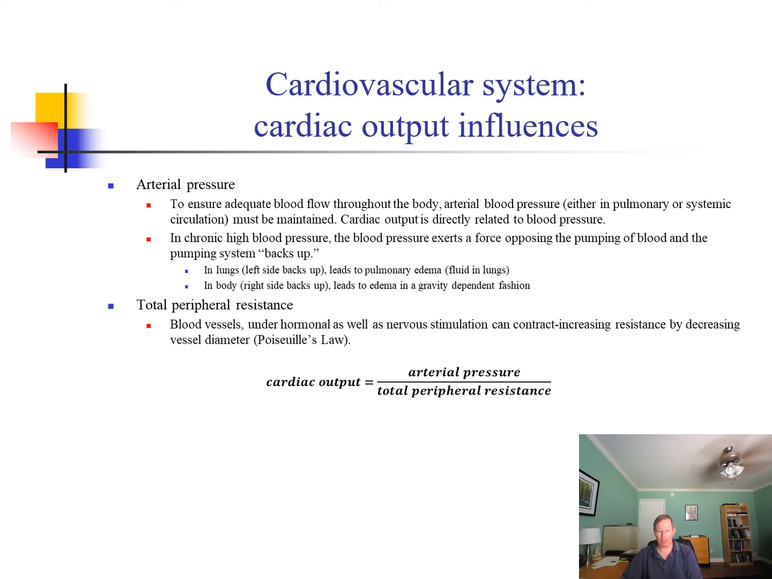So my blood vessels, particularly my arteries, are under hormonal as well as nervous system control, and they can contract. If they contract, that increases the resistance by decreasing the vessel diameter. This is a very powerful law. Poiseuille's law shows that resistance changes with the fourth power of the radius, so very, very small changes in blood vessel radius lead to very big changes in terms of this resistance. So it can also influence this.